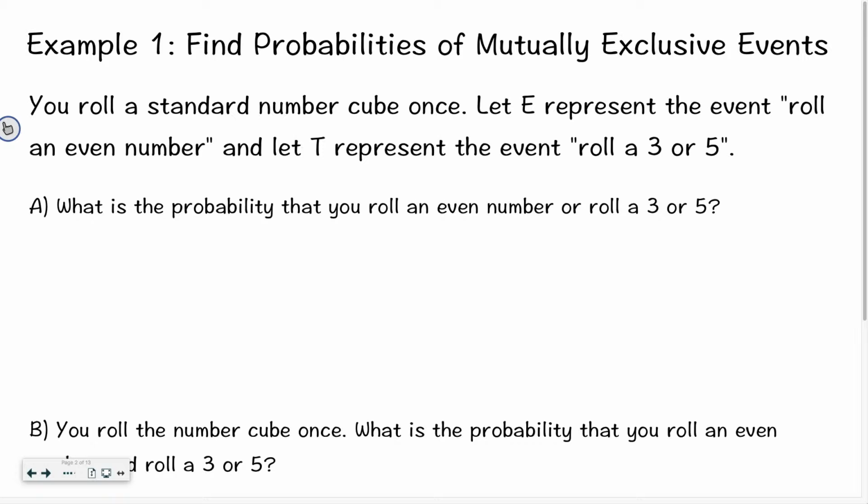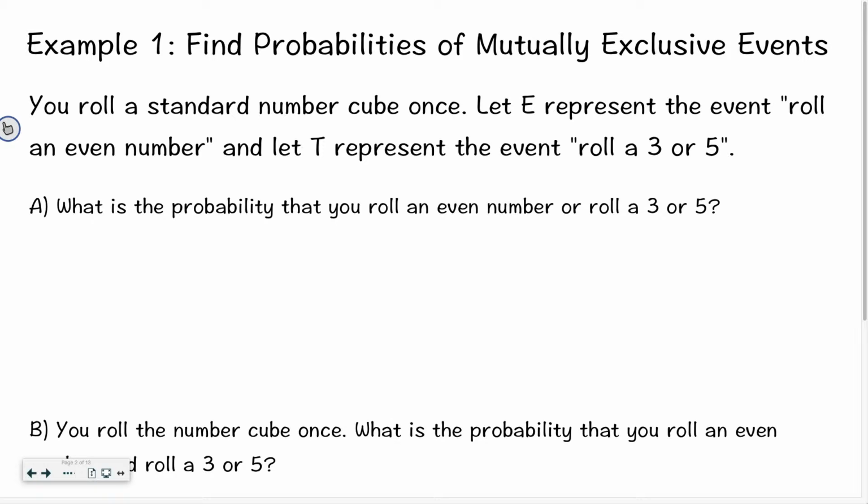So let's say you roll a standard number cube once, and I know some of you are rolling your eyes at the term standard number cube instead of me saying dice, but I would come back at you guys by saying, if I said dice, you'd say, oh, but what if it's like a 12-sided dice? We're not talking about that. We're talking about the regular old 6-sided dice, okay? So I'm going to call it a standard number cube because you guys like to argue back. So you roll a standard number cube once.